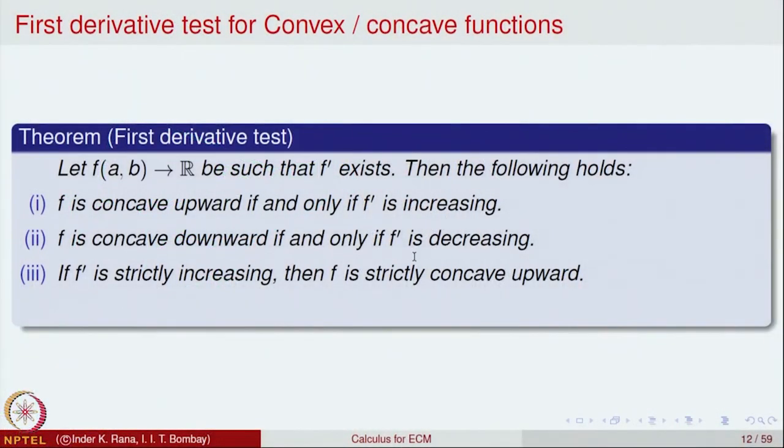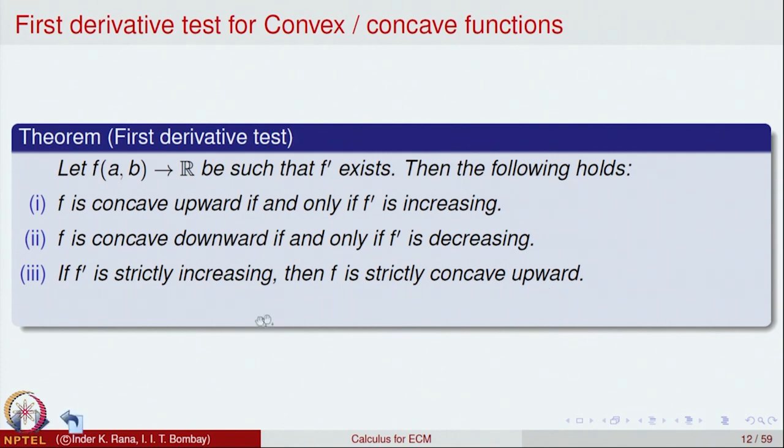The third condition is only a one-way condition. It says that if the derivative of a function is strictly increasing, now the difference comes here, it was f dash decreasing, f dash increasing, this condition is about strictly increasing. So if the function on AB is such that its derivative exists and is strictly increasing, then one can conclude that f is a strictly concave upward function.